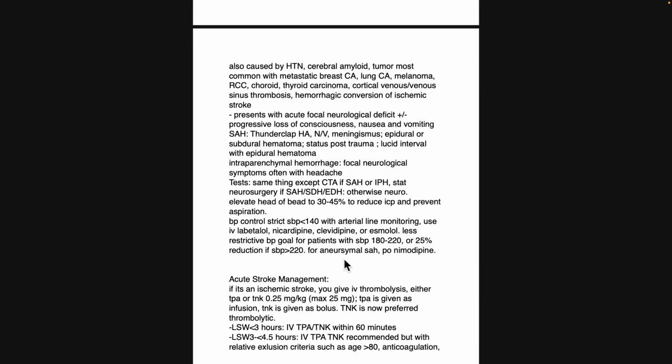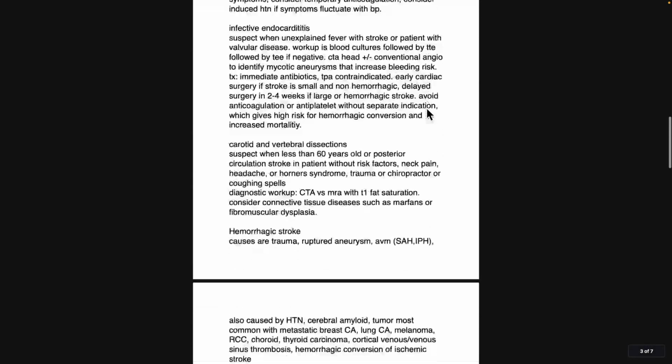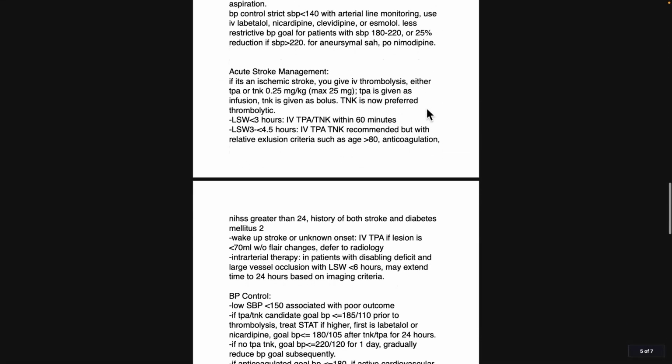For aneurysmal subarachnoid hemorrhage, you want to give oral nimodipine. All right, so we talked about the pathophysiology. Now I'm going to talk about the acute stroke management.